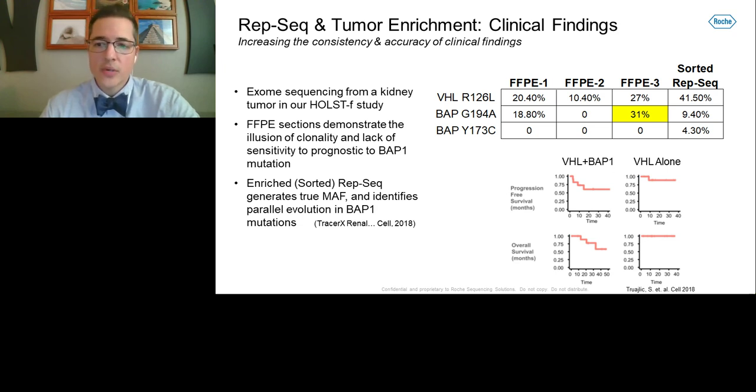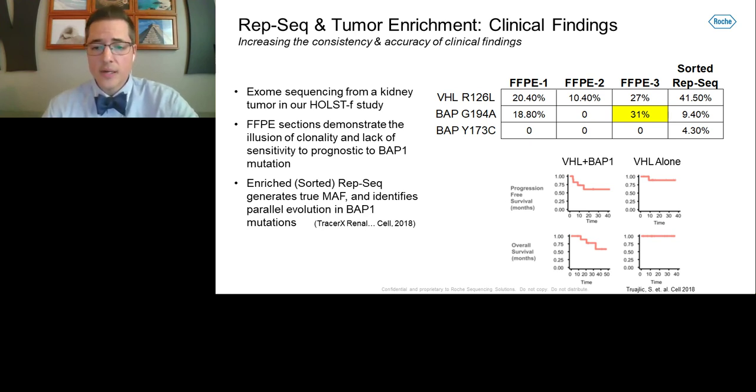However, in the sorted REP-Seq, not only do we totally define that the VHL is a clonal variant, we better define the actual prevalence of the first BAP1 mutation, and we see a second subclonal BAP1 mutation. So we have convergence on this BAP1 mutation through multiple mechanisms, and we describe that as convergent evolution.